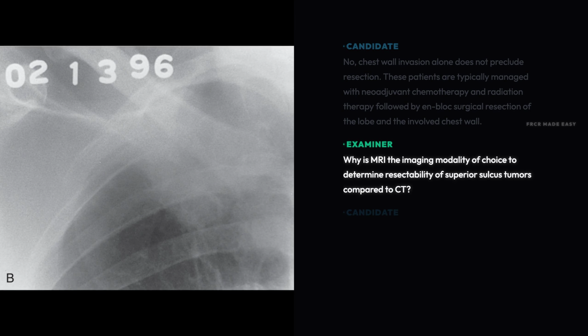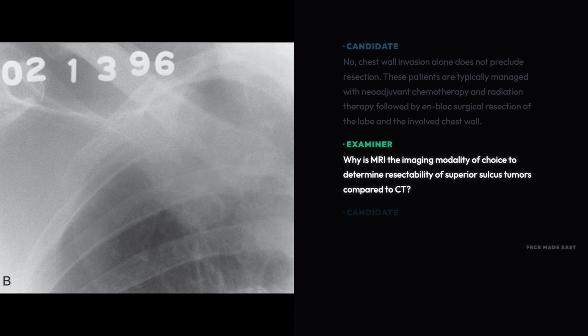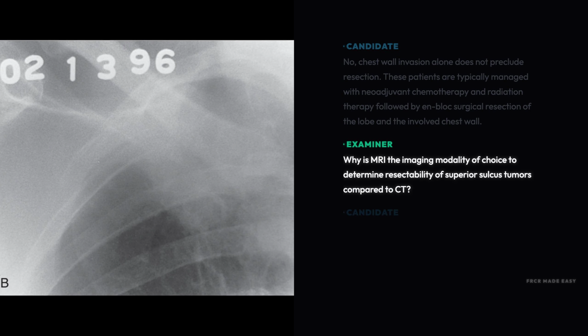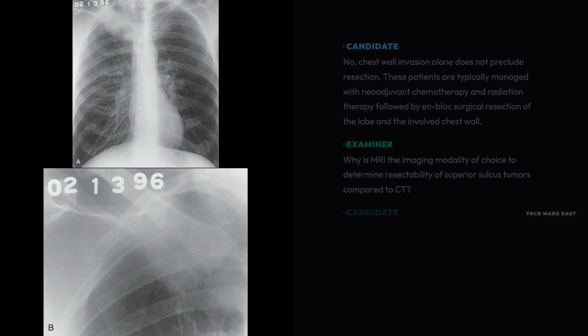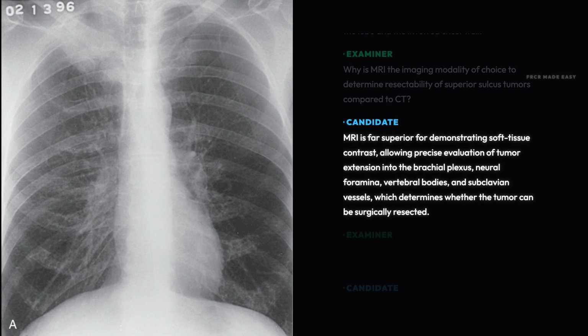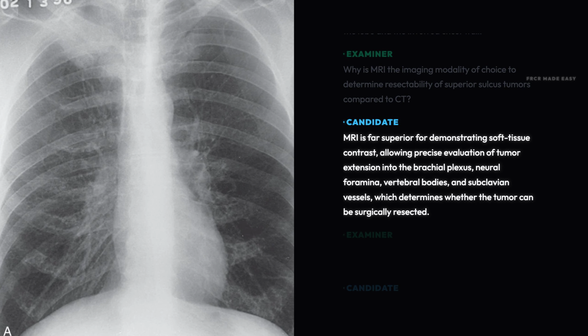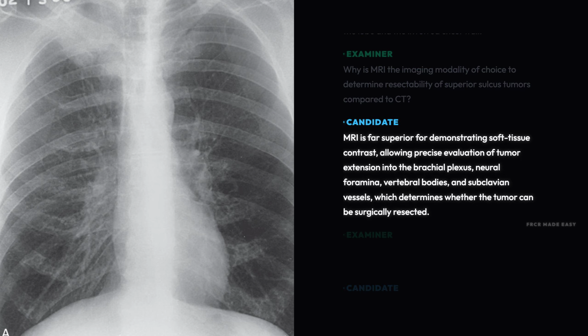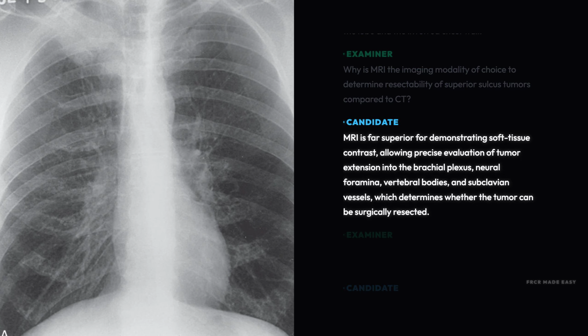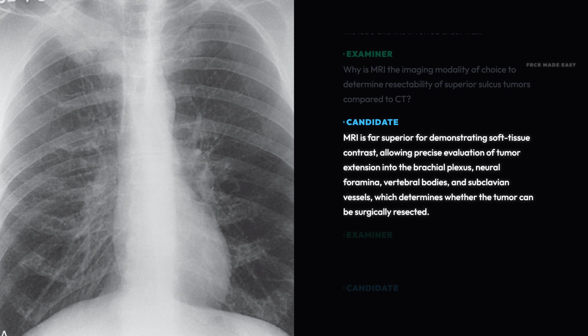Why is MRI the imaging modality of choice to determine resectability of superior sulcus tumors compared to CT? MRI is far superior for demonstrating soft tissue contrast, allowing precise evaluation of tumor extension into the brachial plexus, neural foramina, vertebral bodies, and subclavian vessels, which determines whether the tumor can be surgically resected.